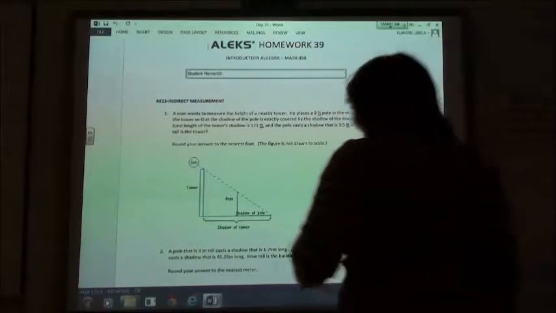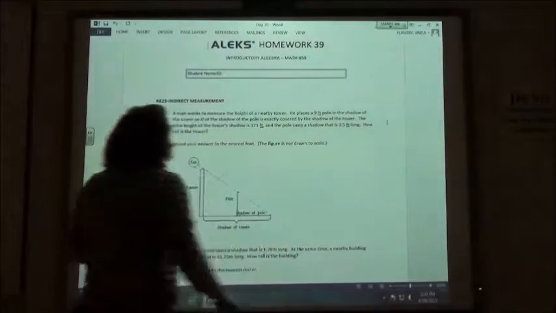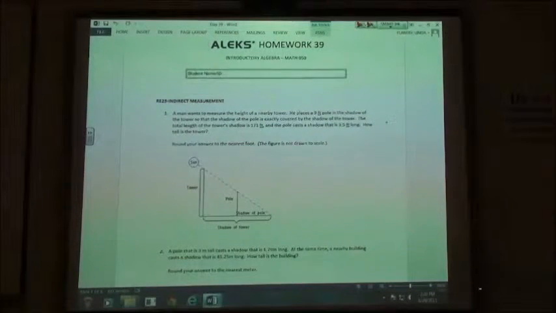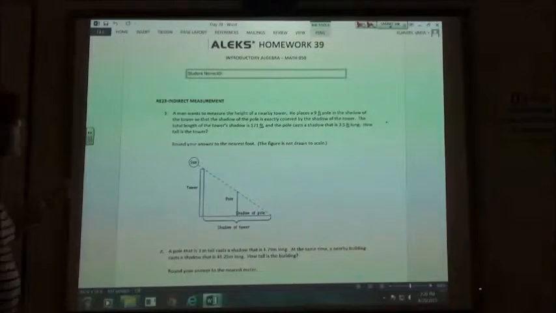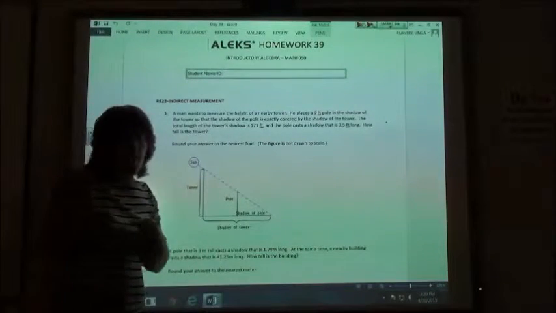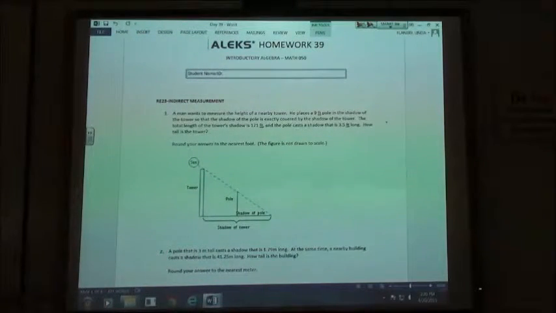Introductory Algebra Homework 39 starts off where we left off when we had similar figures. We have a word problem where we can set up similar figures. Sometimes they'll draw the shape out for you. Sometimes you have to sketch it yourself.